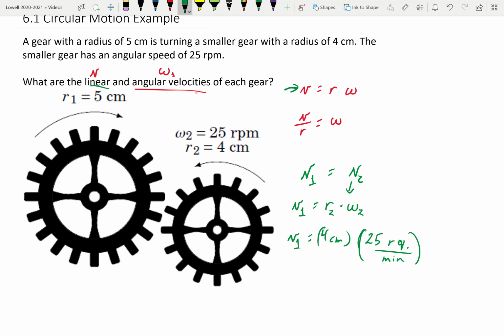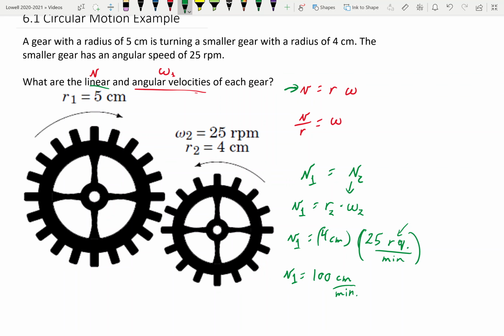If I work this out, revolutions per minute is like radians, so it's unitless, and I don't really have to worry about that. This velocity is just going to be 100 centimeters per minute. If I wanted to deal with it in a different unit, like centimeters per second, then I can adjust it accordingly, but I don't need to worry about that because in this instance I don't particularly care.